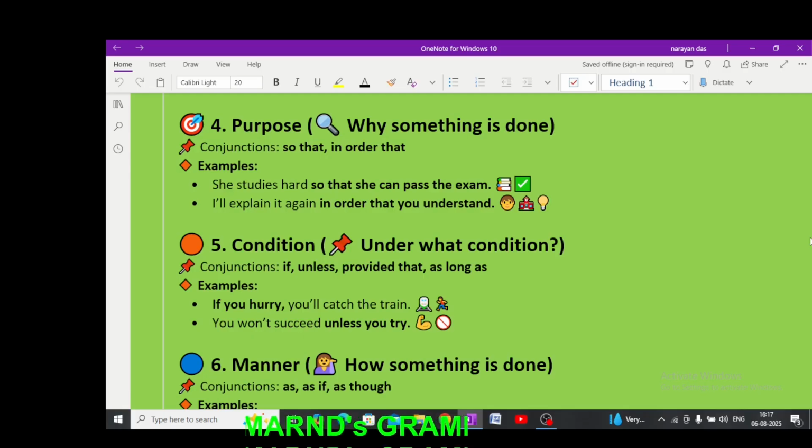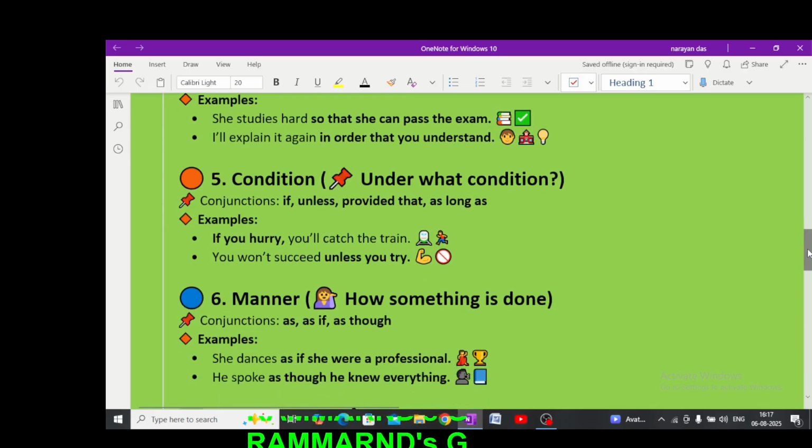Now, adverbial clause of condition, which expresses condition, means under what condition certain actions take place. The conjunctions are if, unless, provided that, as long as. Very common conjunctions and important too. Example sentence: If you hurry, you will catch the train. If you hurry is the subordinate adverb clause. If is the subordinating conjunction. You will catch the train is the main clause.